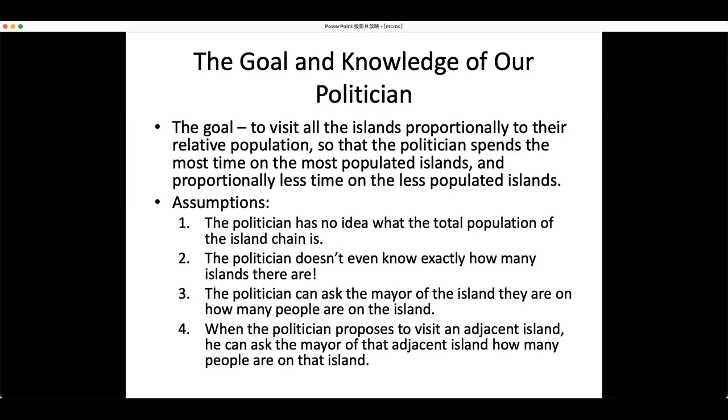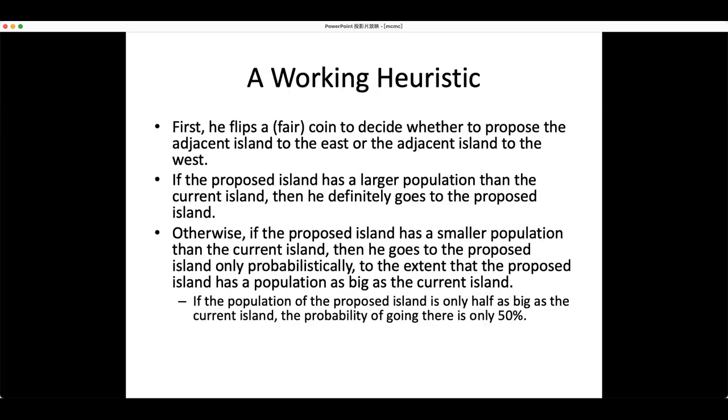Note that this is proposed. This is a proposal. This doesn't mean the politician will move to that island. Depending on the population of that adjacent island, the politician will then make a decision. So this is a heuristic. This heuristic is very simple, but interestingly, it works. It works wonders.